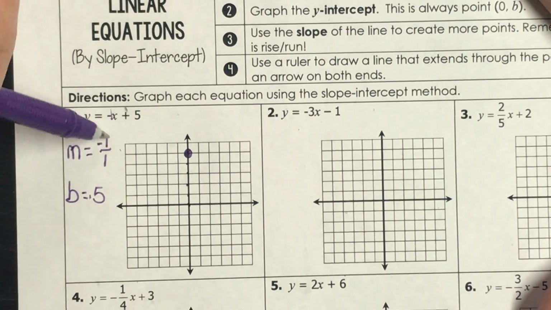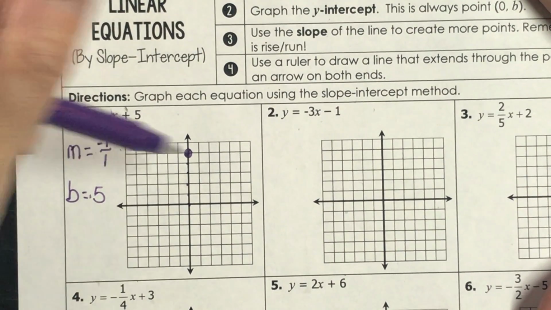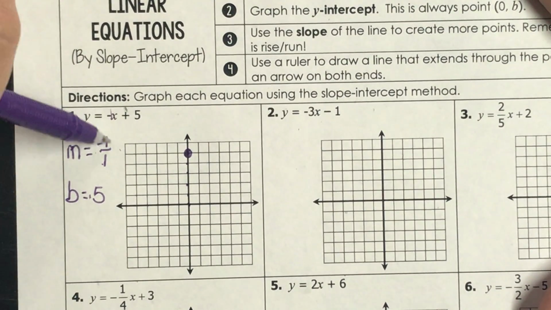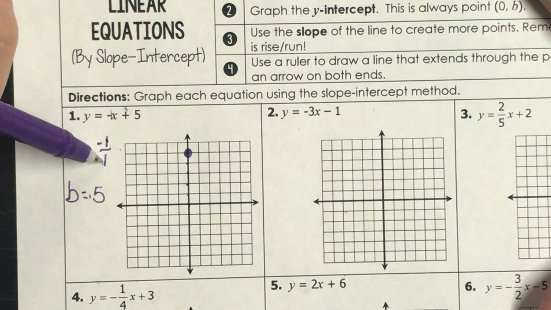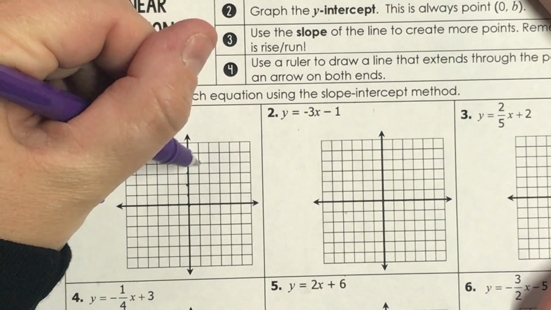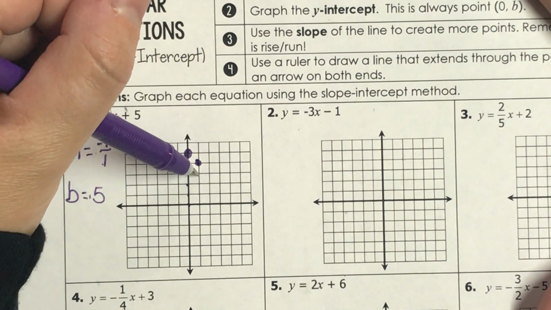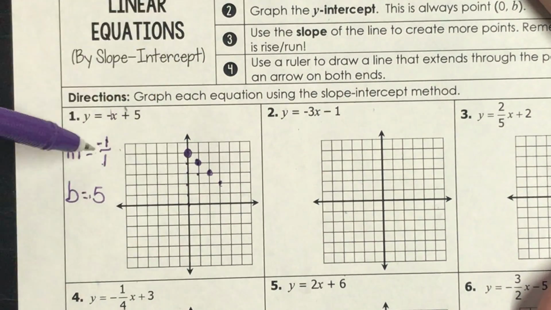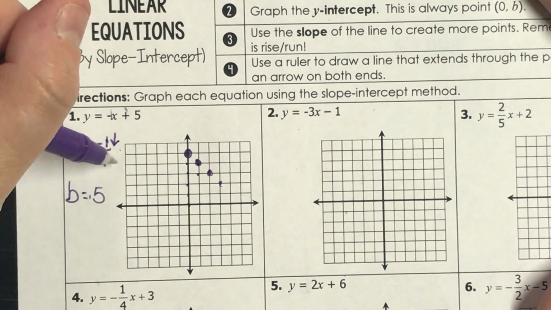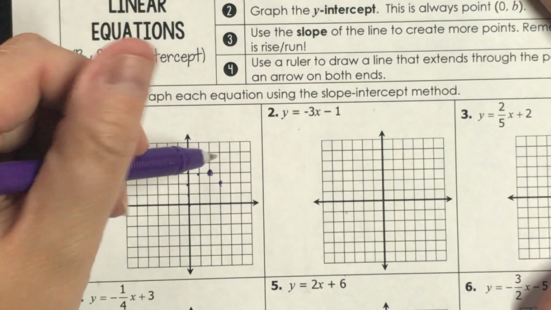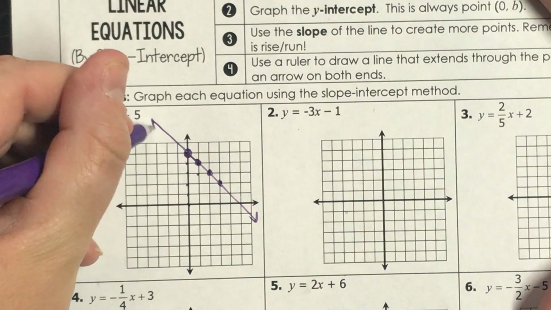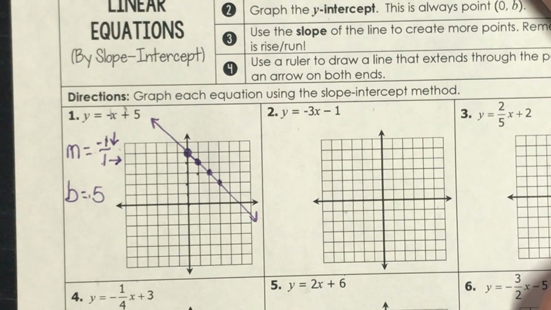Now we move -1 over +1. Your slope is rise over run. This number represents how much you move up and down. This number represents how much you move left or right. So from here, we move down 1, right 1. And you can do that a couple of times. Down 1, right 1, down 1, right 1. The -1 is going down. The +1 is going right. So then, once you have a couple of points, you're sketching. It does not have to be perfect. Connect the dots, and you're done.